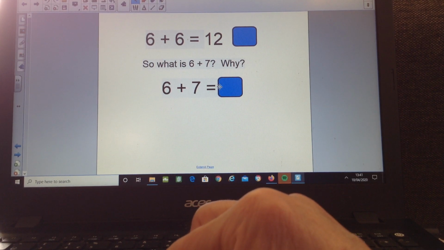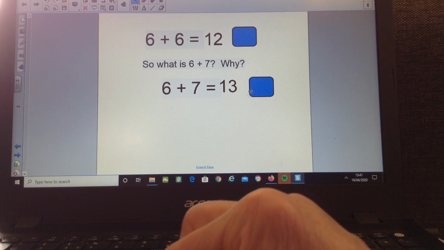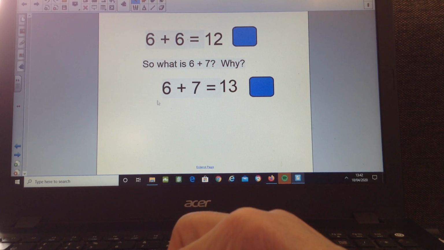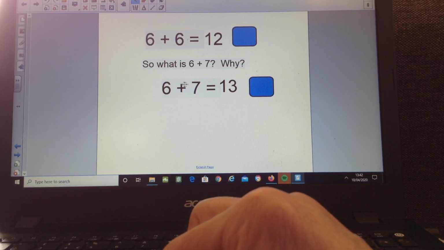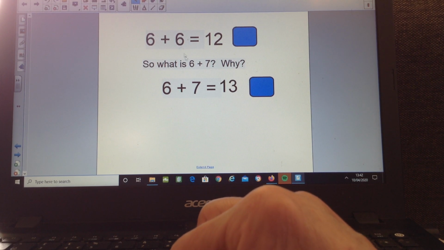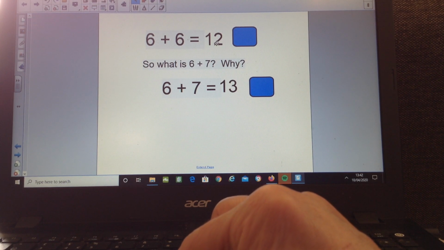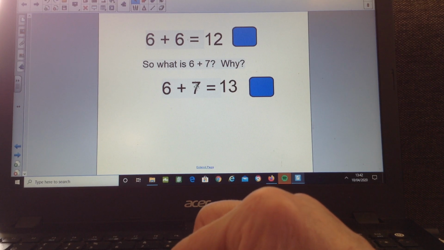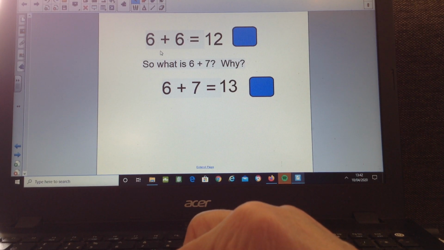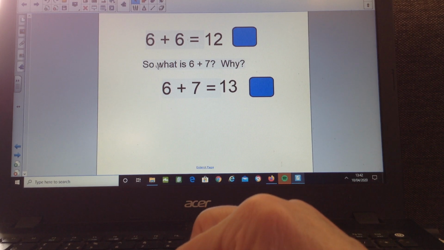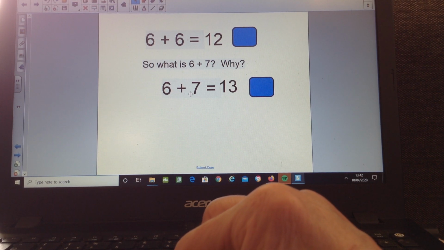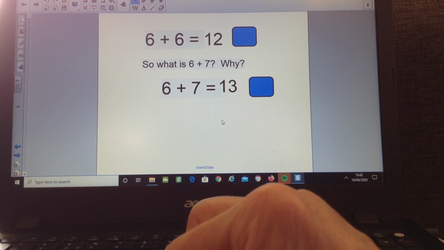6 add 7, it equals 13. There's our 6. 6 adds 7. Well, 7 is 1 more than that 6. So this answer needs to be 1 more than that. 13 is 1 more than 12 because 7 is 1 more than 6. If we know 6 adds 6 is 12, we know 6 adds 7 is 13.